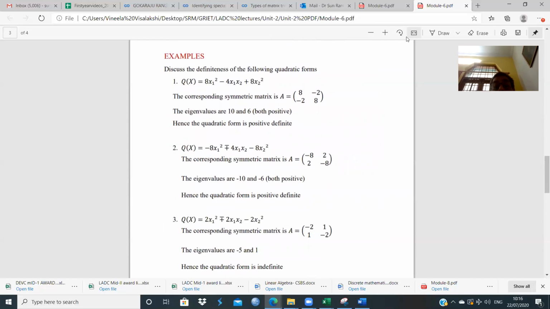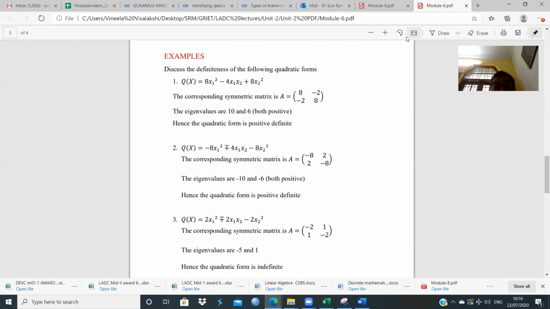So let us look at some examples. Suppose we take q of x equals 8x1 squared minus 4x1x2 plus 8x2 squared, and we want to know the nature of the quadratic form in terms of definiteness. So write the symmetric matrix: 8, minus 2, minus 2, 8. The eigenvalues are 10 and 6, both are positive, and the quadratic form is positive definite.